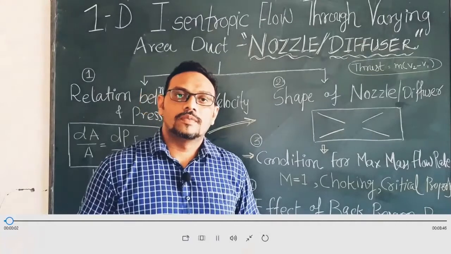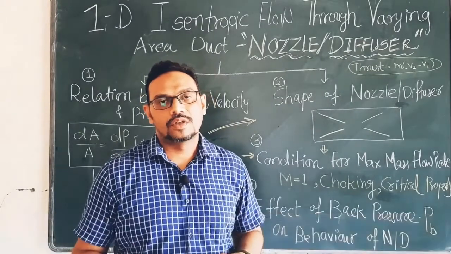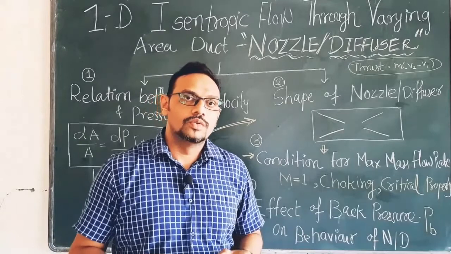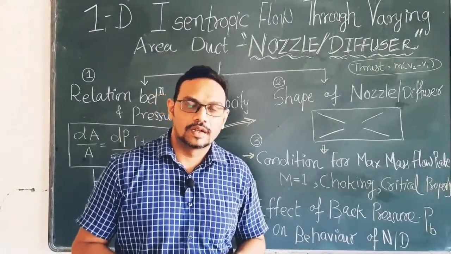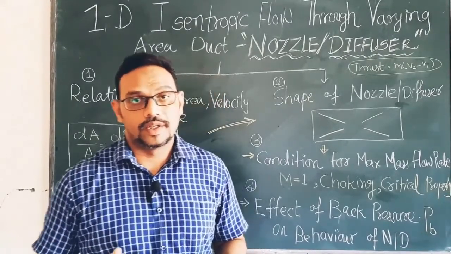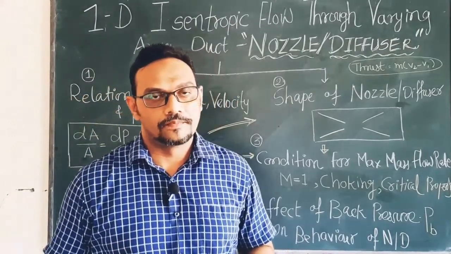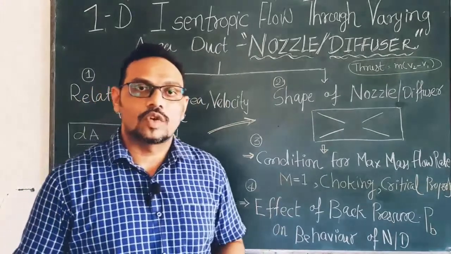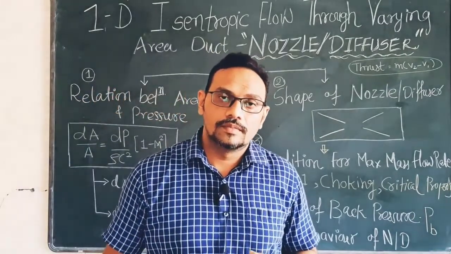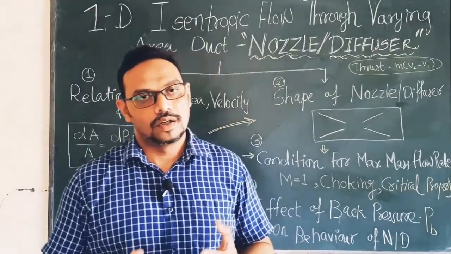Okay, so the title of this lecture is one-dimensional isentropic flow through a varying cross-section area duct. Now, what is a varying cross-section area duct? It is basically a nozzle or diffuser. So, in this topic, we will try to understand the behavior of nozzle and diffuser.